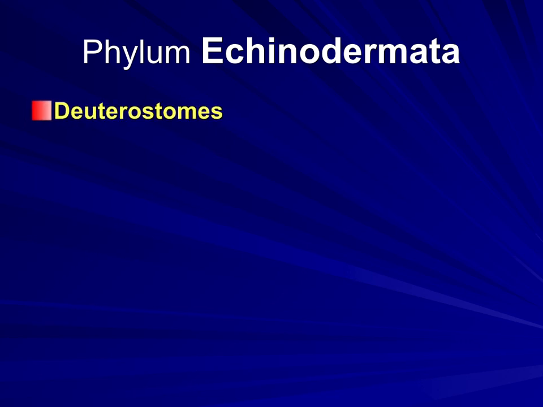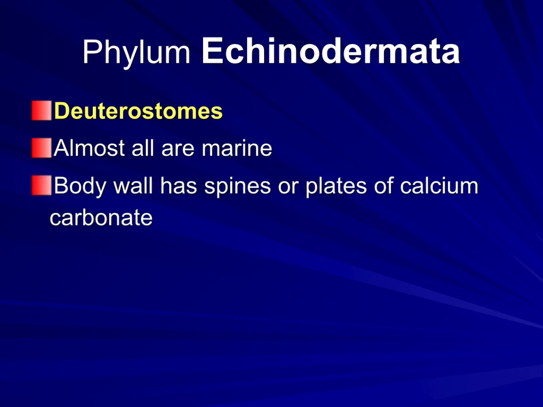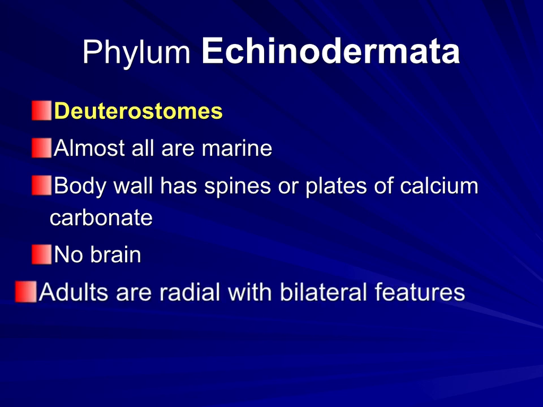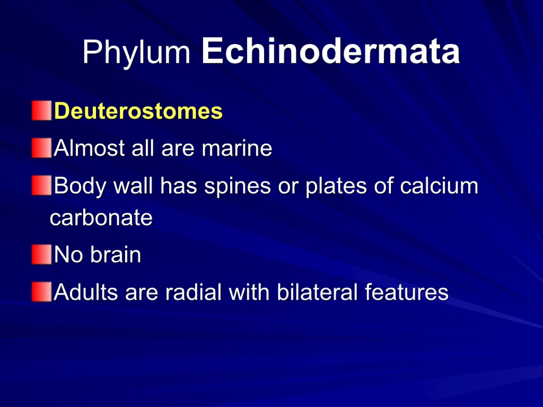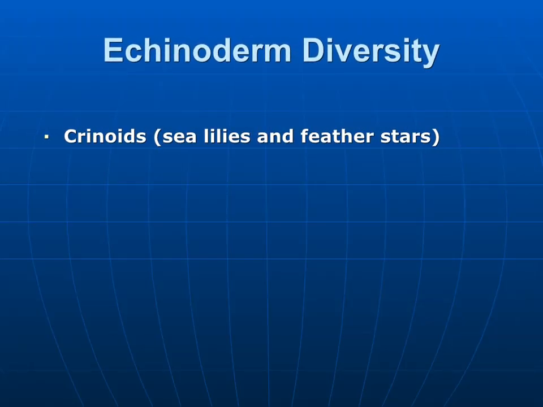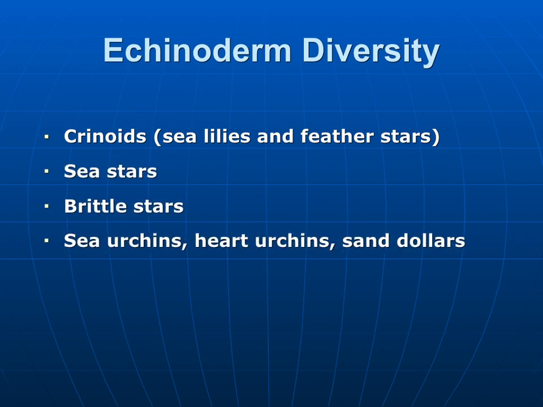Now our final phylum here, Echinodermata, they were the deuterostomes that we mentioned previously. Almost all are marine. The body wall has spines or plates of calcium carbonate. No brain. Adults are radial with bilateral features. So we have sea lilies and feather stars, sea stars, brittle stars, sea urchins, heart urchins, sand dollars, and sea cucumbers, which are all going to be types of echinoderms.